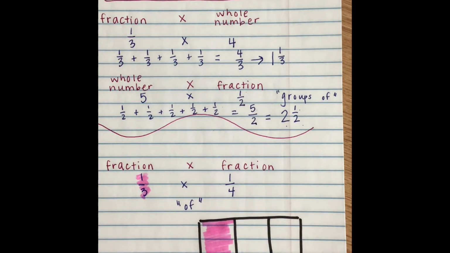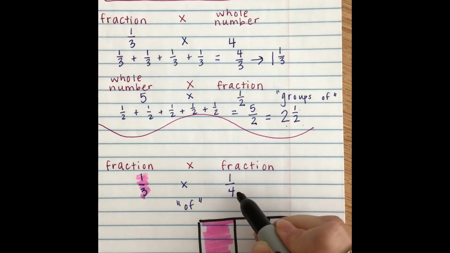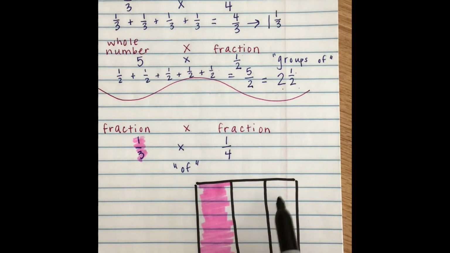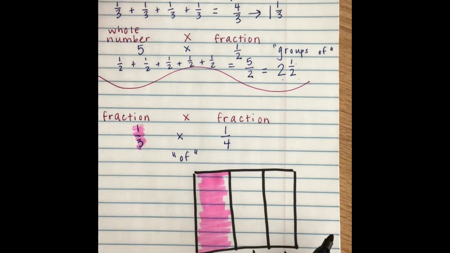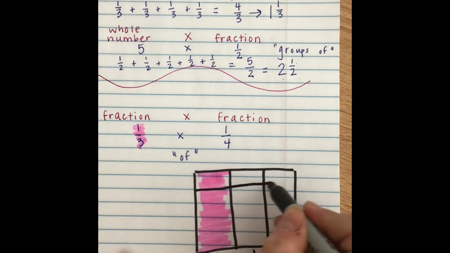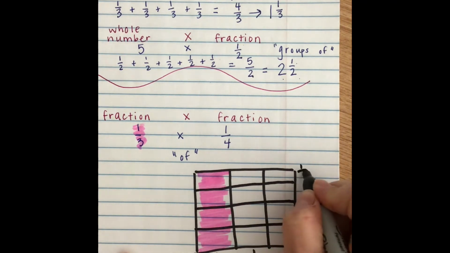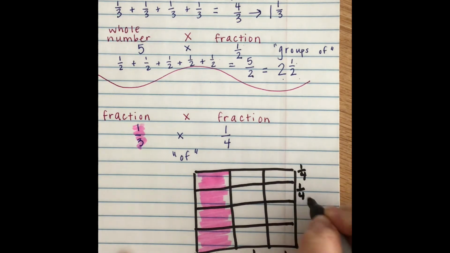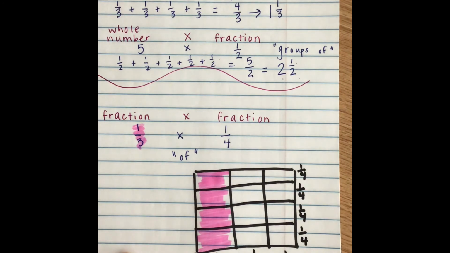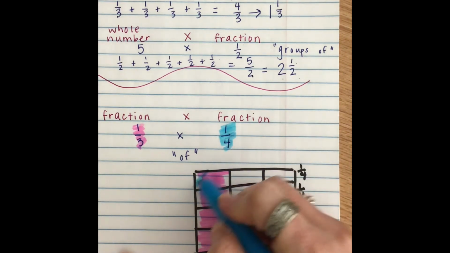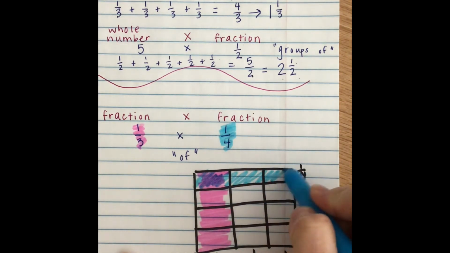And then my next fraction is 1/4. So my denominator tells me how many times I'm going to split that up over here. So I'm going to go this way, and I have a fourth, a fourth, a fourth, and 1/4. But I only need to shade in 1 out of those 4. I'm going to come across this way and do that.